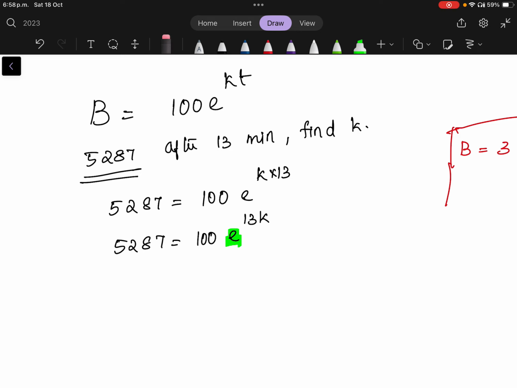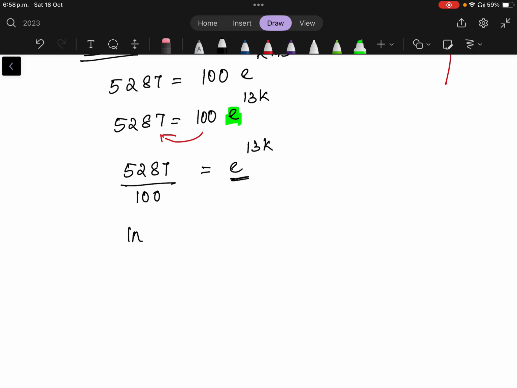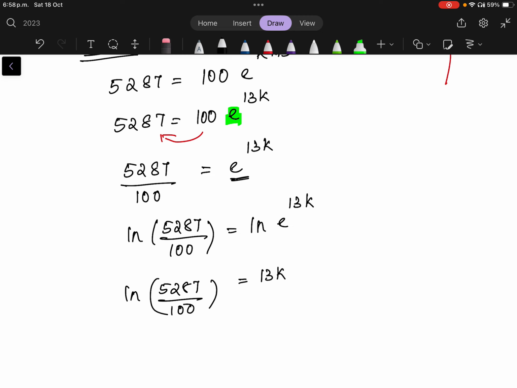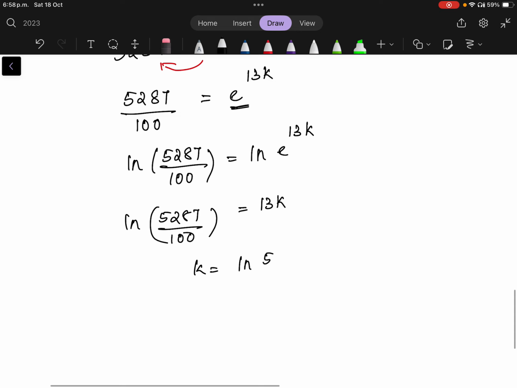So what you should do is bring this 100 to this side first. So 5287 divided by 100 is equal to e to the power of 13k. Now you have e only on one side, then you can put log. So ln of 5287 divided by 100 is equal to ln e to the power of 13k. Now ln and e will get cancelled, so 13k is equal to ln of 5287 divided by 100, and k will be equal to ln of 5287 divided by 100, divided by 13. You can simplify this and you will get the value.